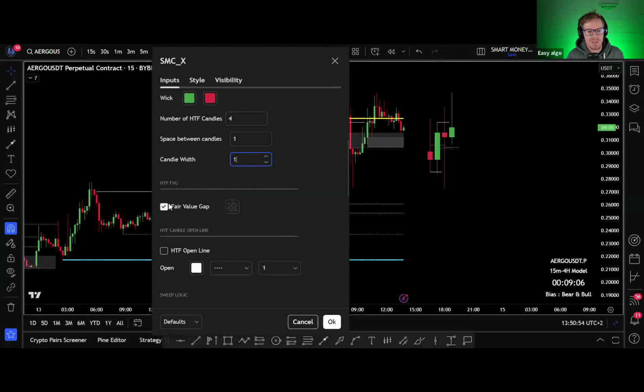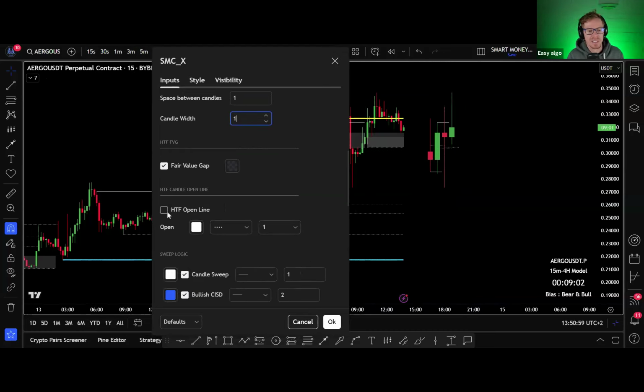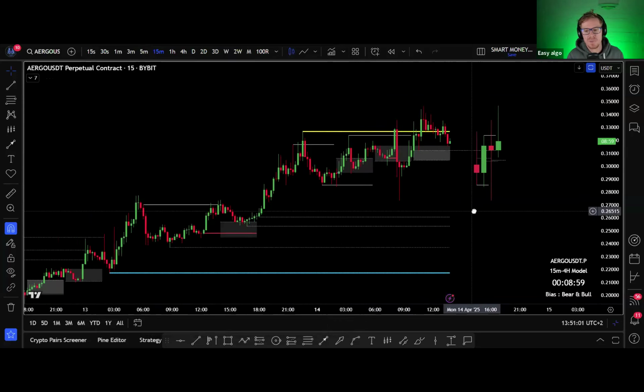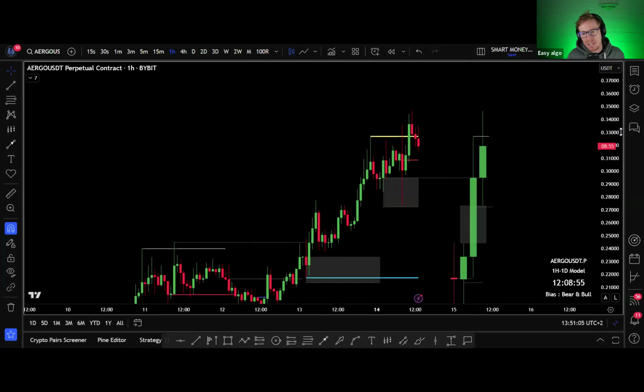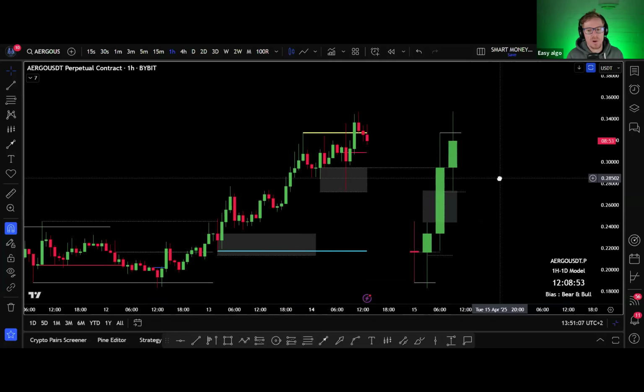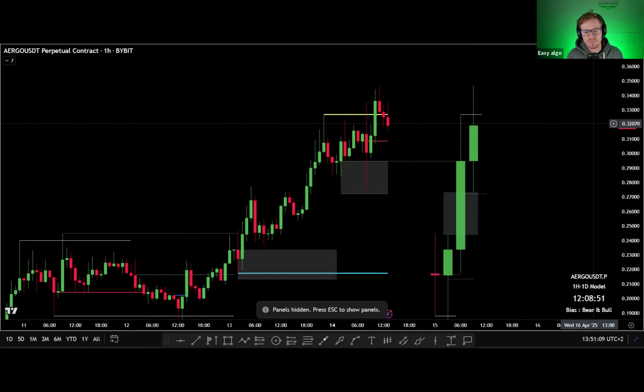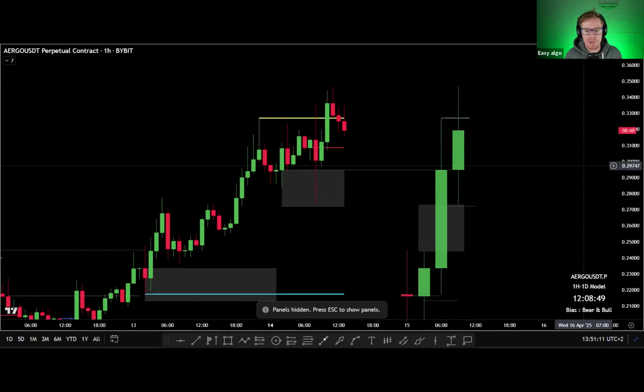You can see this is our fair value gaps, which project the fair value gaps onto the higher time frame candles. Here's the higher time frame open line. So you'll see if we go into the open line, I want to show you now. The daily open is probably the most important open line that you need to focus on. In the new upgrade that's coming, we're going to focus on multiple open lines on 15 minutes and 1 hour, which is going to help us track order flow.